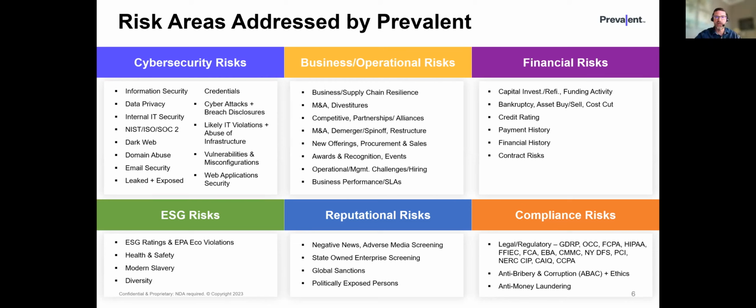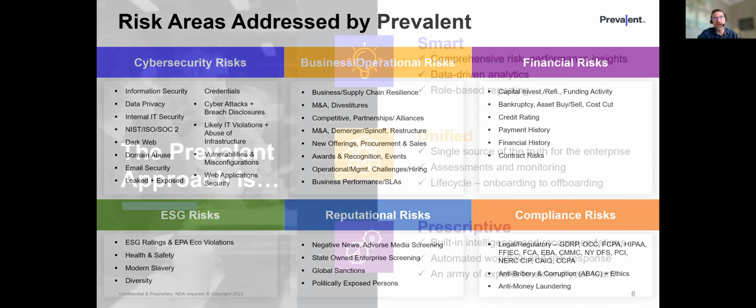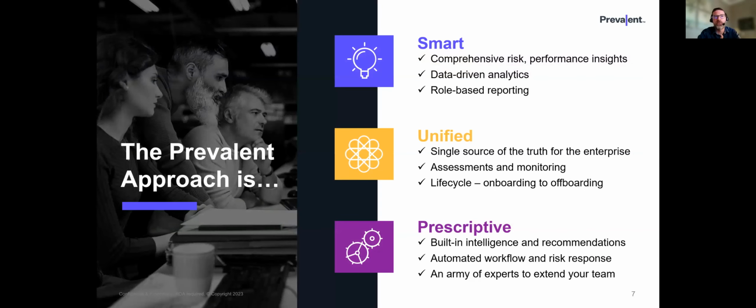Very quickly, we address multiple different types of risk areas. So instead of buying 6 or 8 different tools to assess and monitor different types of risks that your organization might be exposed to with its usage of third parties, Prevalent specializes in bringing all of that together in one solution. And the outcome is really threefold. Number one, to help you be smarter, make good risk-based decisions with good role-based reporting, analytics, and comprehensive risk analytics; to unify processes, profiles, assessments, and the life cycle from onboarding to offboarding; and then to be very prescriptive with built-in intelligence, workflow, and all the expertise behind it to help support you as you move throughout your third-party risk management journey.